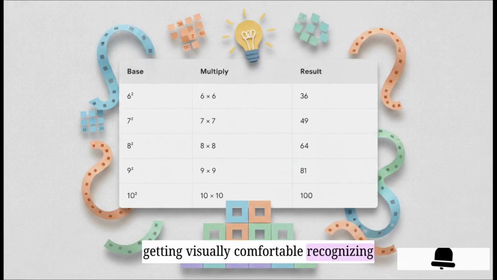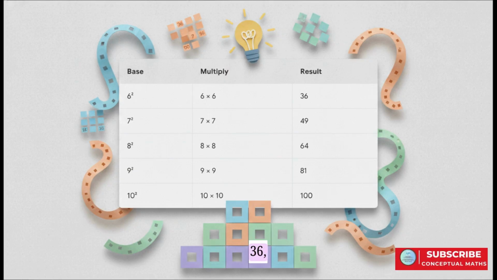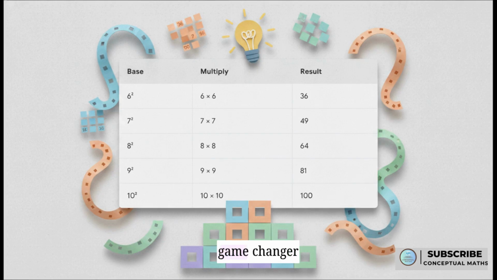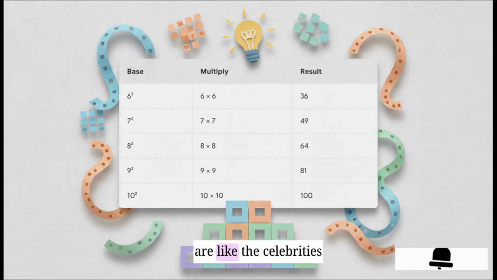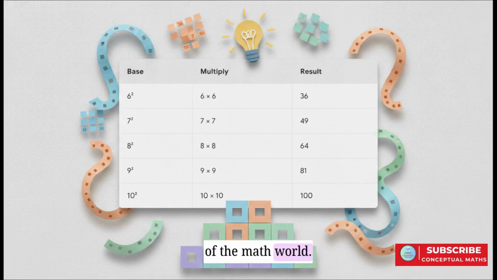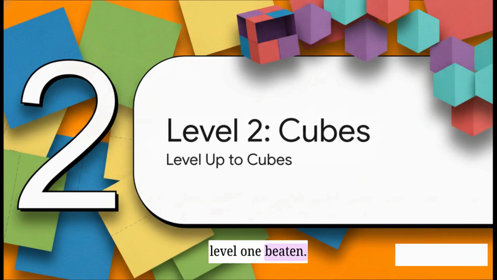Getting visually comfortable recognizing these specific results, 36, 49, 64, 81, 100, is going to be a massive game changer for you in math. These are like the celebrities of the math world. Boom, level 1 beaten. Now, level 2, level up to cubes.